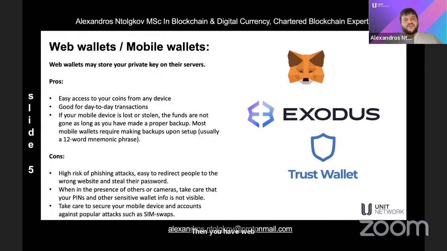So I put them together in the same category because they're interlinked most of the time. There are certain pros with them, like easy access to your money, to your coins. It's good for day-to-day transactions. It's really easy to make a transaction if you want to send someone money or buy something with cryptocurrencies. If your mobile device or even your laptop were stolen, as long as they do not have this 12-word mnemonic seed phrase, they will not be able to enter and get your money, basically, right?